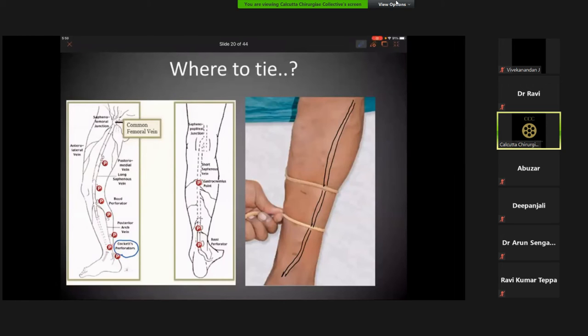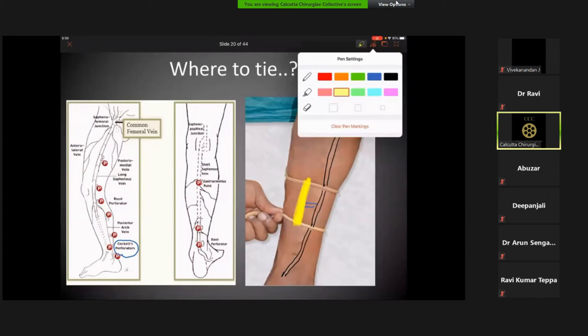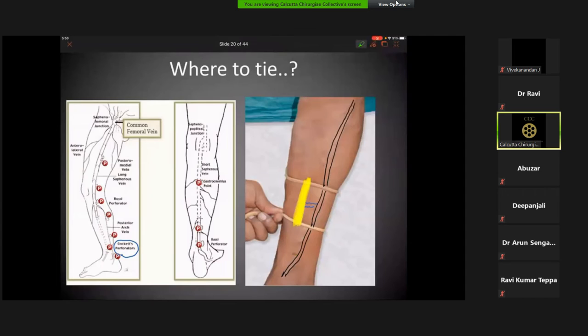Now, the problem is that nowadays we do not use those eponymous names, we use numbers. But the basic idea that you are required to know is that these perforators join the deep vein. So, let us take the deep vein and mark it with a deep yellow color. So this is the deep vein, and what is connecting this system is a perforator.